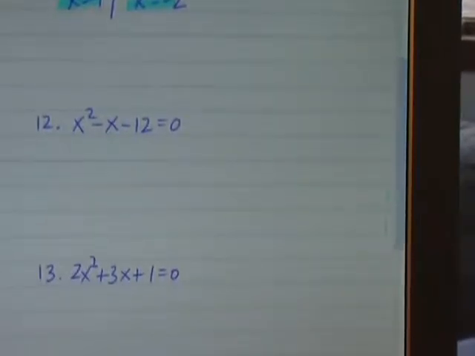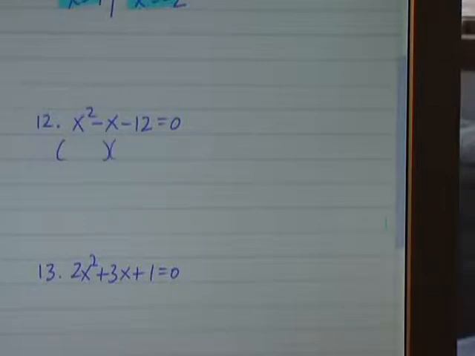Number 12, x squared minus x minus 12. Again, I want to factor this as a product of two binomials. So x times x is x squared. I have a negative 12, so one factor is going to be positive and the other negative. So what are factors of 12 whose difference is negative 1? Well, 4 and 3. And 4 will be negative because my middle term is negative. The sign of the larger factor or number will always be the sign of the middle term. So negative 4, positive 3.